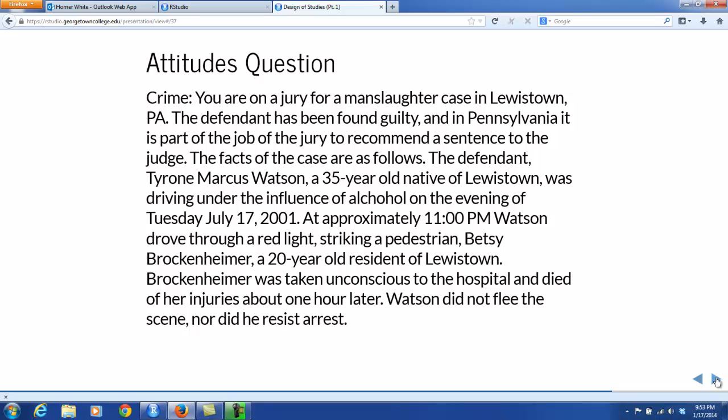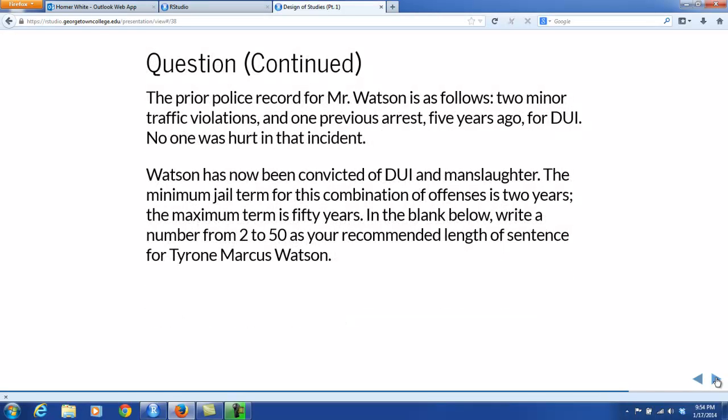The defendant, Tyrone Marcus Watson, a 35-year-old native of Lewiston, was driving under the influence of alcohol on the evening of Tuesday, July 17, 2001. At approximately 11 p.m., Watson drove through a red light, striking a pedestrian, Betsy Brockenheimer, a 20-year-old resident of Lewiston. Brockenheimer was taken unconscious to the hospital and died of her injuries about 1 hour later. Watson did not flee the scene, nor did he resist arrest. The prior police record for Mr. Watson is as follows. 2 minor traffic violations, and 1 previous arrest 5 years ago for driving under the influence of alcohol. No one was hurt in that incident.